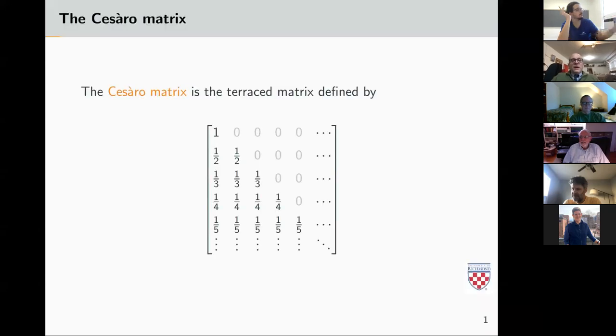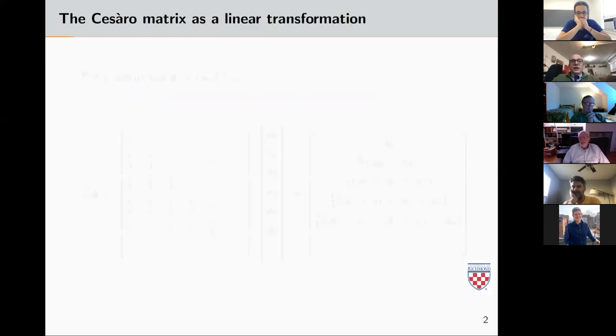So the Cesaro operator is inspired by this matrix called the Cesaro matrix. It's an example of what's called a terraced matrix, and the terraces are the reciprocals of the integers. First I'd like to just consider this as a matrix. It's a lower triangular matrix. We're not talking about an operator yet or anything.